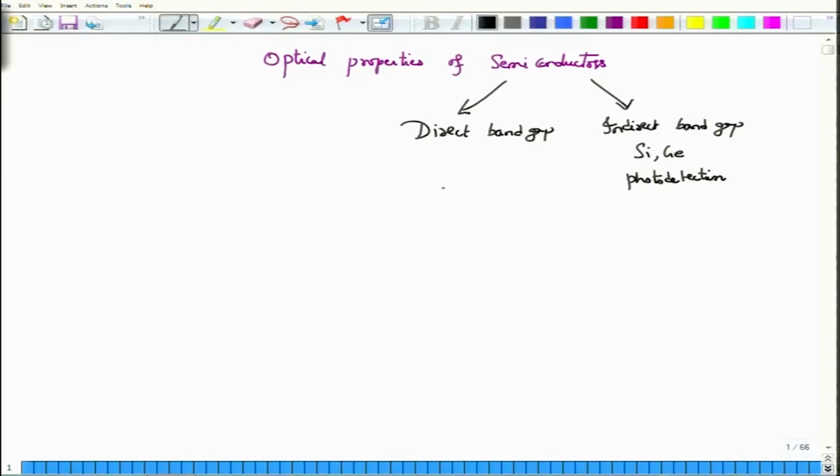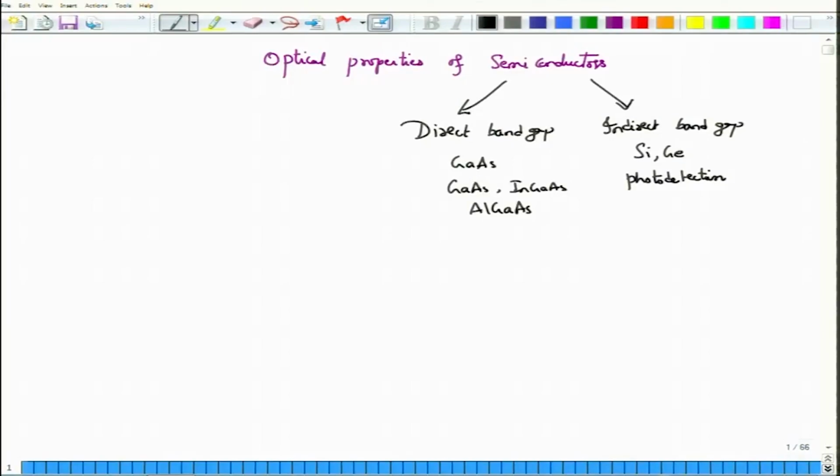Whereas direct band gap semiconductors, of which the prominent examples are gallium arsenide and the lattice matched gallium arsenide, indium gallium arsenide, or indium phosphide, gallium arsenide, or aluminum gallium arsenide, sometimes called AlGaAs. So these are the different semiconductor materials. Of course, under certain conditions they too can become indirect band gap materials, but in most cases they are going to be direct band gap materials.